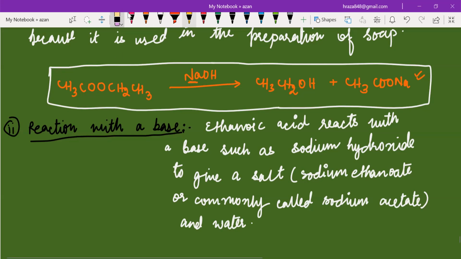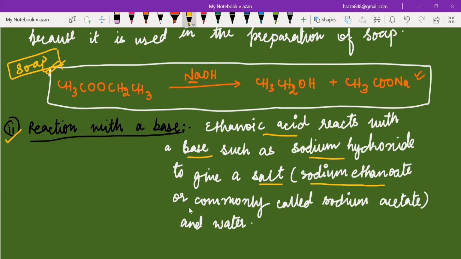Sir, because it is used in the preparation of soap. Yes, sir. Now, please, this is a reaction with the base. So you know that when acid reacts with a base, salt plus water will form, right? So ethanoic acid is also an acid. When it reacts with a base such as sodium hydroxide, it gives a salt, and that salt has a name, sodium ethanoate, also known as sodium acetate, and water. Please do write it.